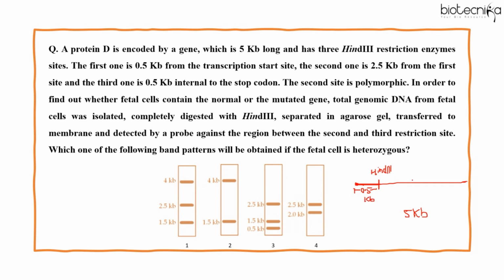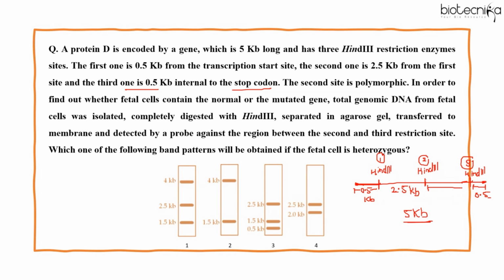Then the second one is 2.5 kb from the first site. So this is the first site. From here to here, it will be 2.5 kb. So this is your second site. This is first, this is second. And the third one is 0.5 kb internal to the stop codon. So if the stop codon is over here, internal to it, let's say, this is your third site. And from here to here, it will be 0.5. So you have 0.5, 0.5, 2.5. The total gene is 5 kb.